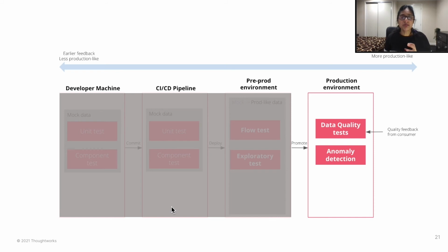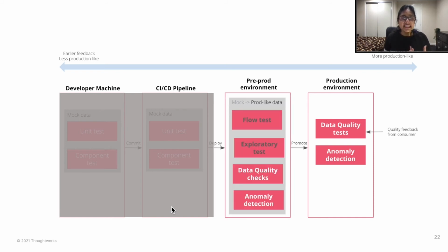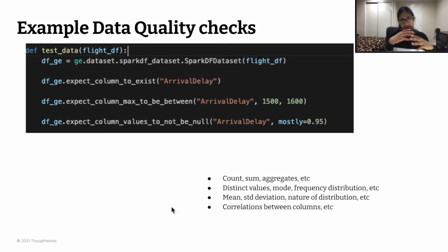But one important point to note is that these quality tests and anomaly detection can also be run in pre-prod environments where you have prod-like data so that we can get earlier feedback. It's not just limited to the production environment. Now, here is an example of data quality checks. There are various tools available, but Great Expectations is one of the popular tools we use these days.